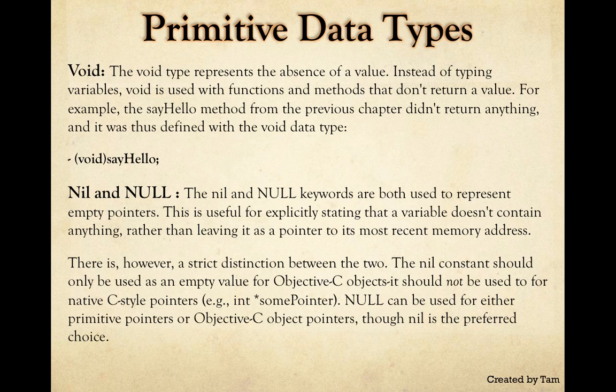The nil constant should only be used as an empty variable value for Objective-C objects. It should not be used for native C style pointers, like int *somePointer. NULL can be used for either primitive pointers or Objective-C object pointers, though nil is the preferred choice.